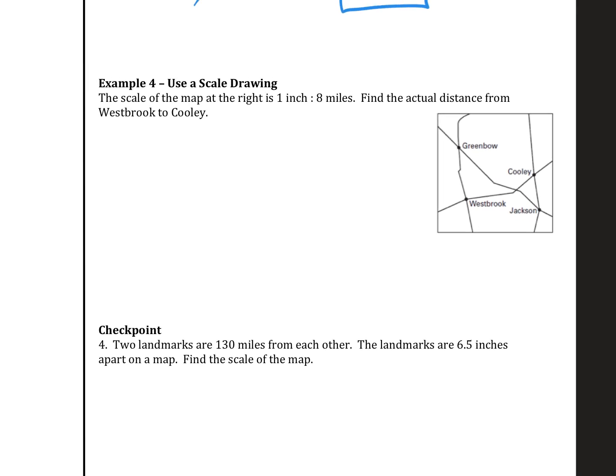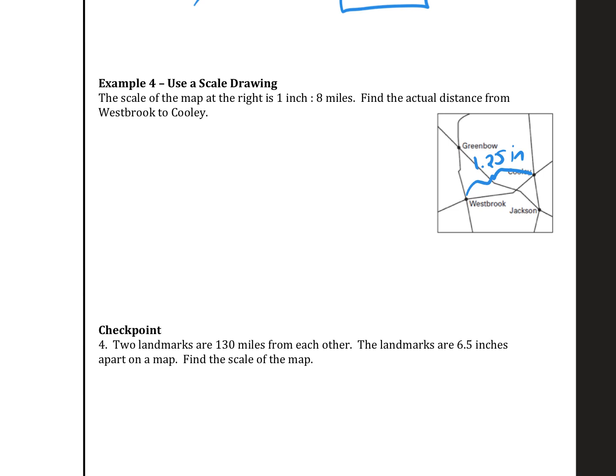Next example, we got a few more examples to do here. Now we're going to actually use a scale drawing. It says the scale of the map at the right is 1 inch equals 8 miles, and find the actual distance from Westbrook to Cooley. So this distance right here from Westbrook to Cooley is going to be 1.25 inches, if you were to measure that using a ruler.